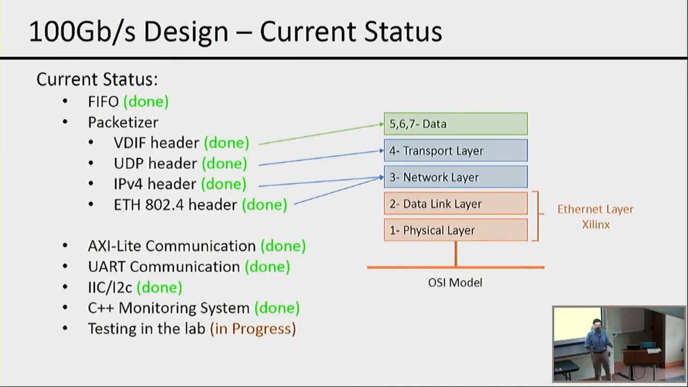So what about the current status of the system? We learned about the OSI model in a previous talk, and the FIFO part is done. The packetizer can wrap the data in VDIF, UDP, IP version 4, and Ethernet headers. AXI, UART, and I2C communications are implemented. And we have the monitoring system, the C++ monitoring application. So right now we are testing this system in the lab.